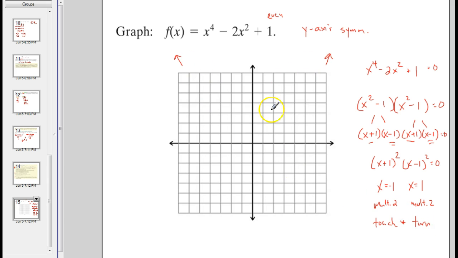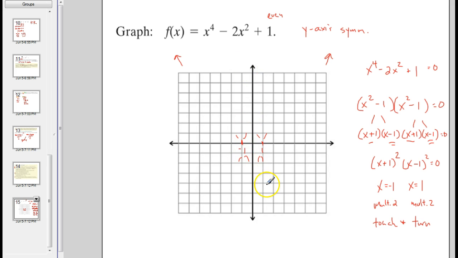Alright, so I got my end behavior. I know my zeros are negative 1 and positive 1. And I know it's got to touch and turn there. So it's either going to do this, or it's going to do this, or some combination: down, down, up, up. Okay?